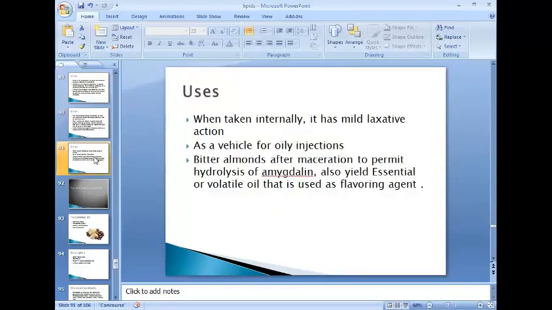It also has, as I told you, a volatile principle that is obtained after the maceration to ferment the hydrolysis of mandarin, and which is also important for cosmetic products, as it is used as a flavoring agent.